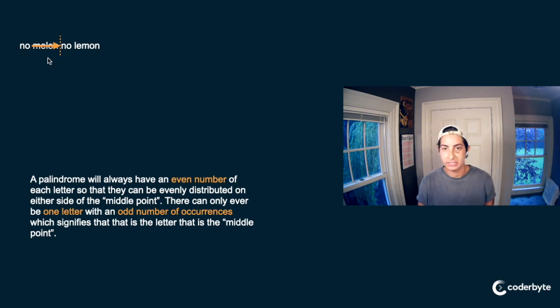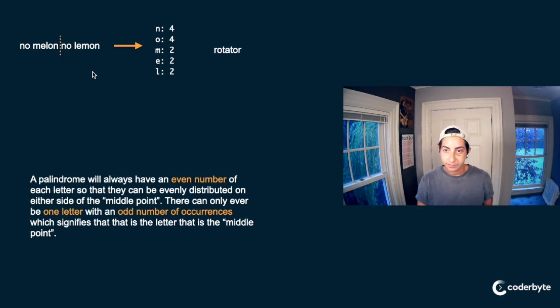Now, if you look at the distribution of the letters, we can see here that there are 4 N's, 1, 2, 3, 4. There are 4 O's, 1, 2, 3, 4. There are 2 M's, 1, 2, etc., right? Because everything on this side has to have a pair on the other side. That's the definition. And this is true for a palindrome with an odd number of letters as well.